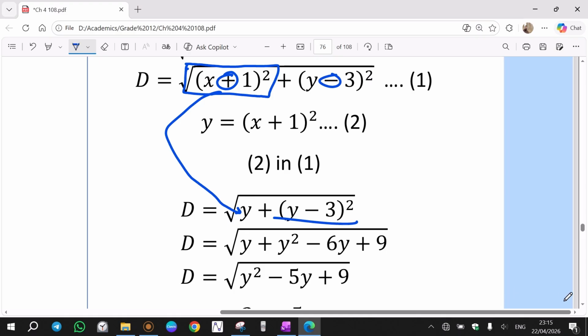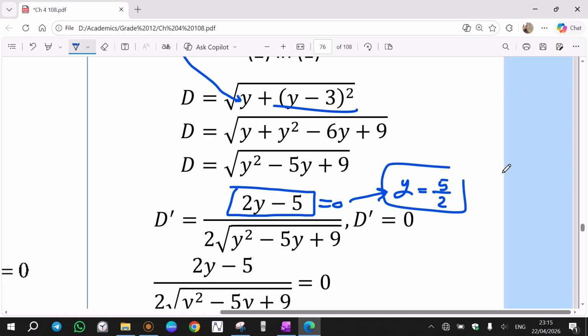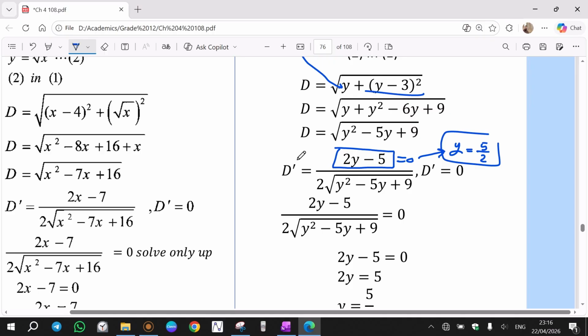Now, organize it. Take derivative. This is a square root, so to find the derivative, we can use the rule of square root. But as a shortcut, take the derivative of the inside only, equal to 0, and solve it. What will we get? y equals 5 over 2. That's it. This is the value of y. y equals 5 over 2. This took just one step. We got y equals 5 over 2.